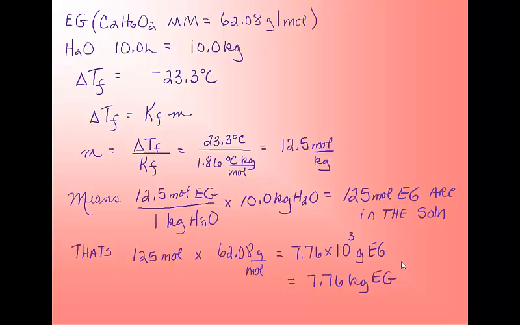Well, 125 moles is really hard to mass out, so I multiply that by the molar mass of ethylene glycol. In order to make a solution with a concentration of 12.5 moles for every 1 kilogram of water, I will need 7.76 kilograms of ethylene glycol. Then I will get a freezing point of a negative 23.3 degrees Celsius.